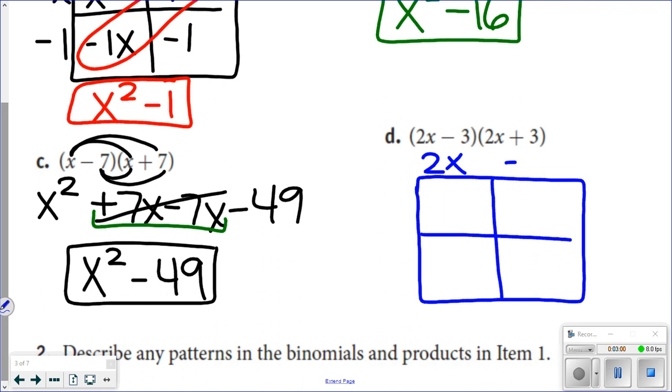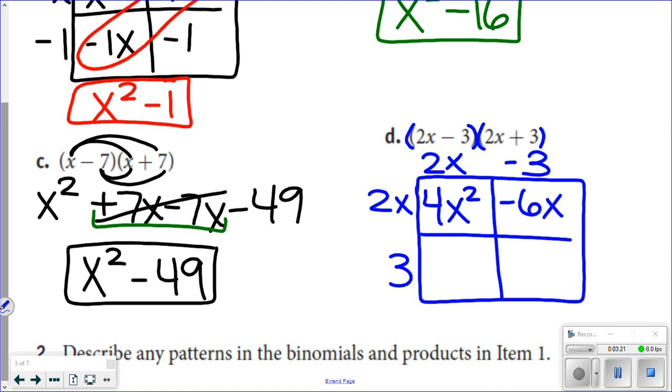2x minus 3, 2x positive 3. It doesn't matter if you put those on the top or the sides. What does matter, though, is that these set of parentheses go together and the second set of parentheses go together. 2 times 2 is 4. X times x is x squared. Negative 6x, positive 6x, and negative 9.